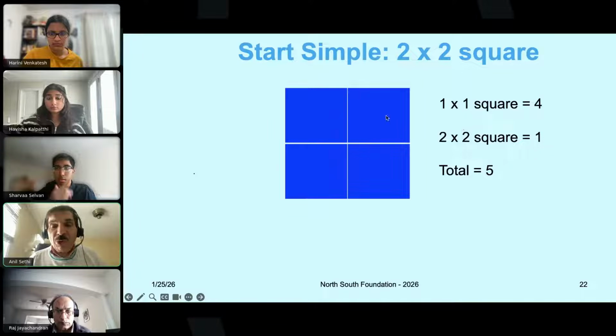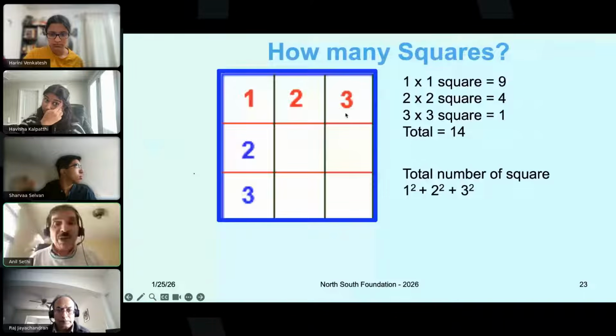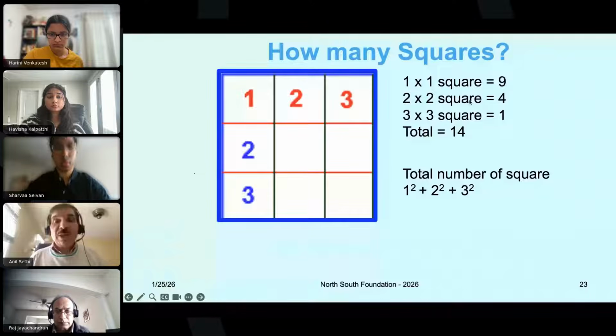So you can think of this as a pattern: 2 square, which gives me 4, plus 1. If I go to 3, I can do the same thing. There are 9 1-by-1 squares, so that is simply 3 square. And then 2-by-2 squares, there are 4, that is 2 square. Finally, the 3-by-3 square, of which there is only 1, which is 1 square. So if you add them all up, it's 14.